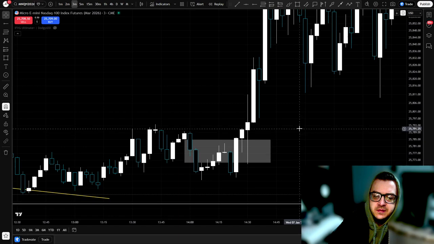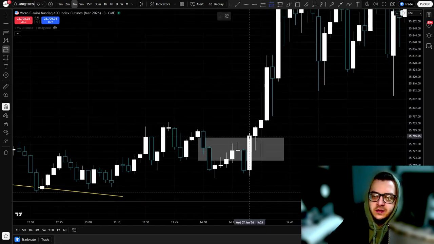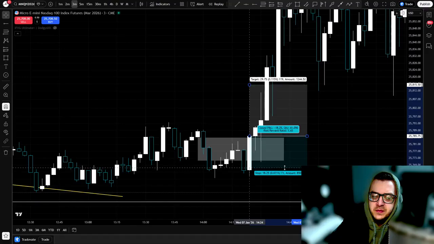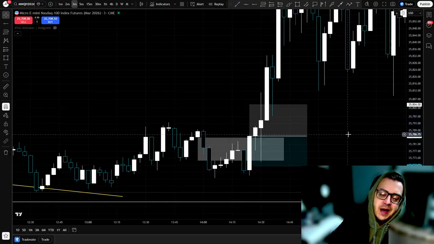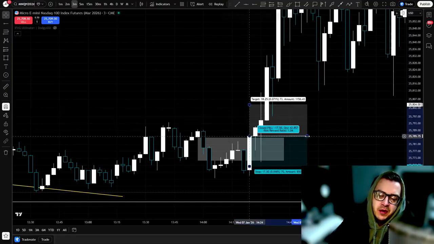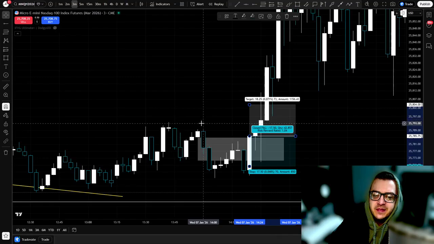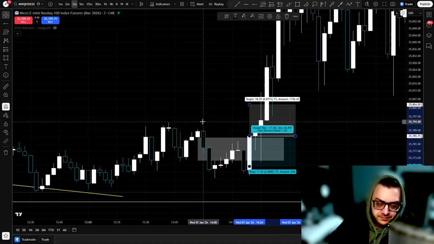So I didn't alert this. But you can see with this big candle to the upside here, I had a feeling that this was going to pump to the upside, and unfortunately I got break evened at open. I didn't even hit my 1-for-1.